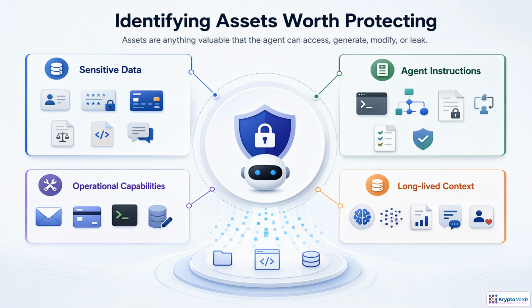Before you can protect an AI agent, you need to know what protection means. Assets are not just files or databases. They include anything the agent can read, create, change, trigger, or reveal. Sensitive data is the obvious category: credentials, customer records, contracts, code, and private messages. But agent instructions are assets too, because they shape behavior. So are operational capabilities like sending email, writing to a database, running code, or initiating payments. Long-lived context also matters: memory, embeddings, logs, and history. If it has value, impact, or privilege, identify it.